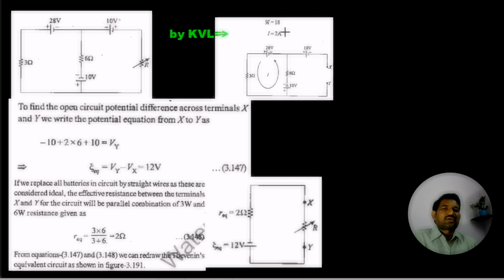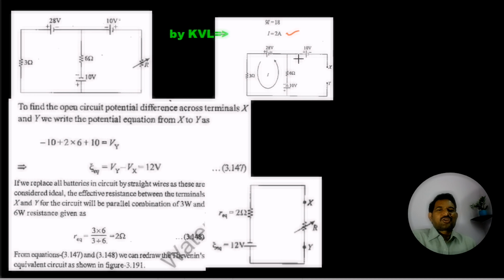So the current in the circuit will be, see this, only these two cells matter, because current will flow here as we removed that resistance. These two cells are connected oppositely, so you get 18 volts, and 18 by 9 gives 2. Or you can apply the Kirchhoff law, then you will get 2 amperes of current. Then the potential difference between X and Y is what we need to find.